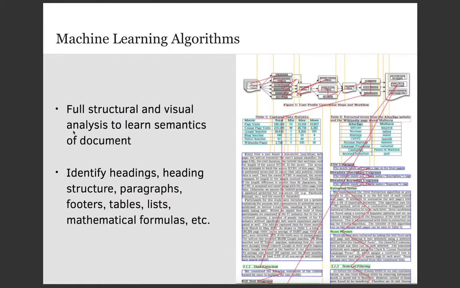The next thing that we do is we've also developed a set of machine learning algorithms, and what they try to do is essentially extract some of the semantic information that is visually present to our eye, but might not be there in a machine readable way. And what that means is that it'll try to identify what the reading order is, where the headings are, what the heading structure is, where paragraphs, lists, tables, mathematical formulas are, and so on. And so these two processes happen automatically in the background.